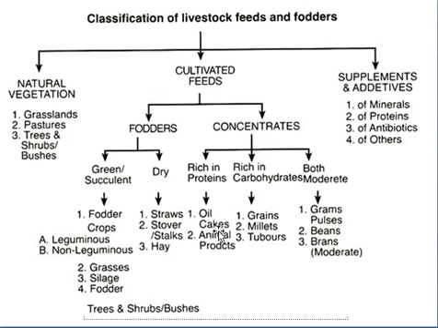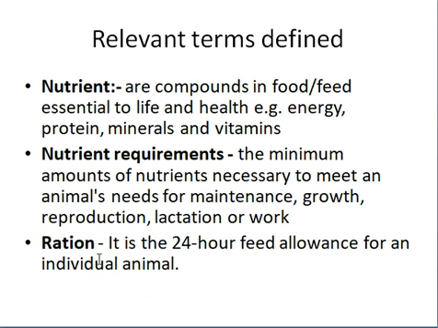Protein-rich concentrates are oil cakes and animal products. Carbohydrate-rich concentrates are grains, millets, and tubers. And then moderate concentrates, containing both protein and carbohydrate, are grams, pulses, beans, brans, etc. And there are supplements and additives which are minerals, vitamins, antibiotics, etc. So this is pretty much all the things which we use for feeding livestock.